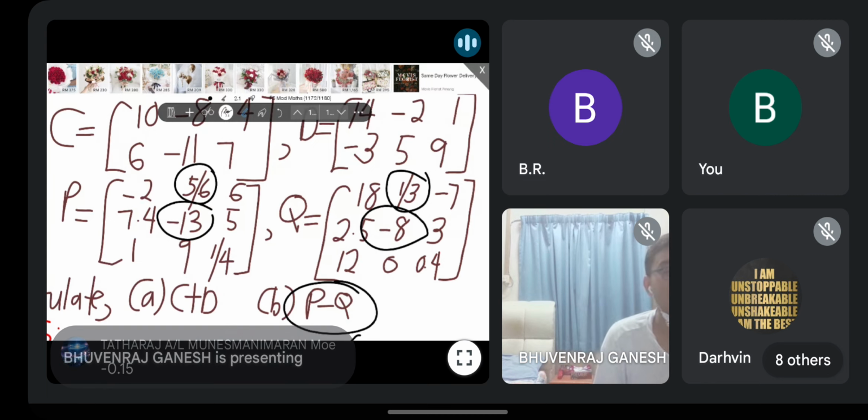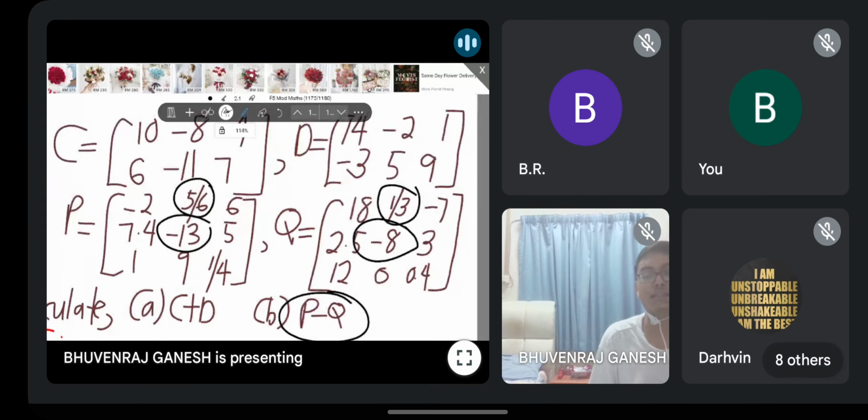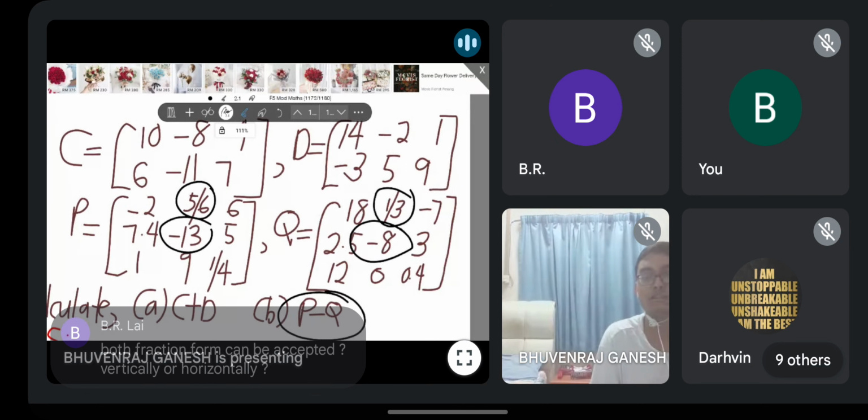Okay, very good. So this is the largest matrix that you will see in your syllabus. Nothing larger than this. A 3 times 3 matrix is the largest within your syllabus.